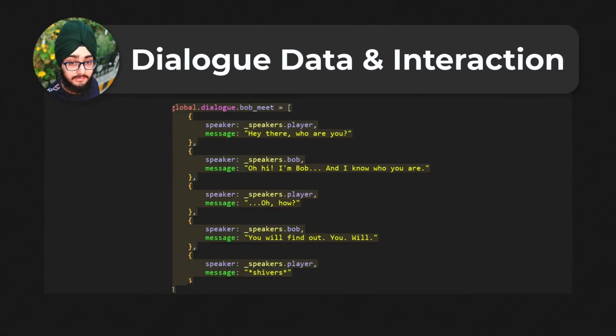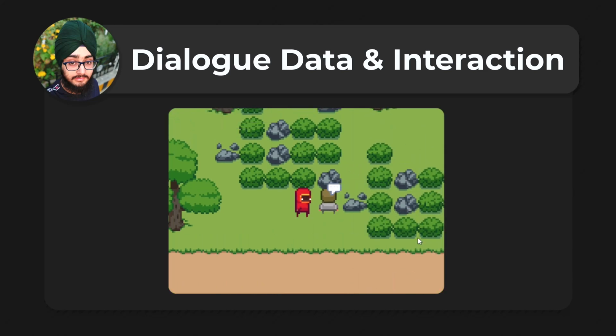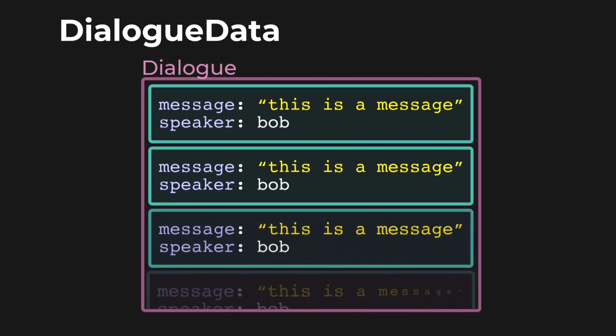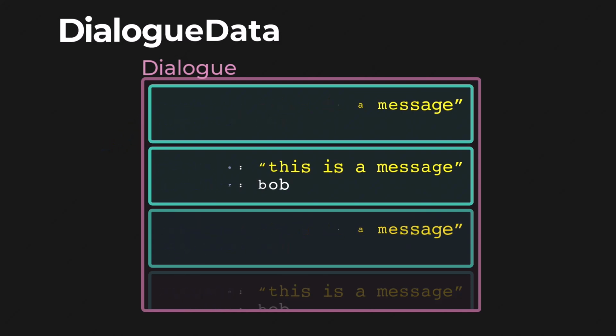Hi there, in this lecture we'll set up the dialogue data for our game and make it so the player can interact with NPCs. We'll start with the dialogue data. One dialogue on its own is simply a list of messages that are shown to the player. Each message will have a speaker attached to it so the player can know who is talking.